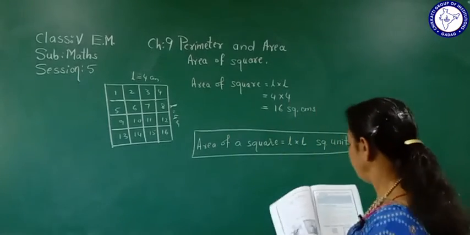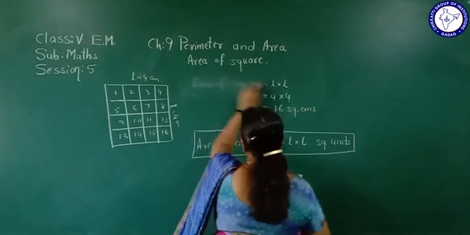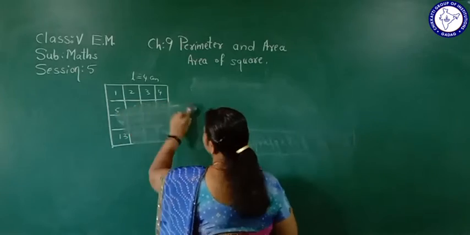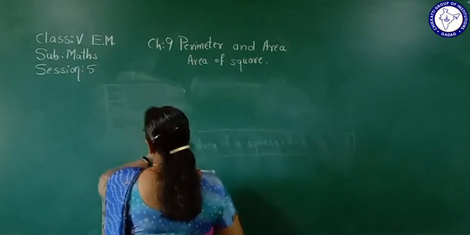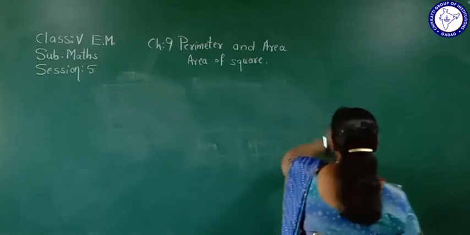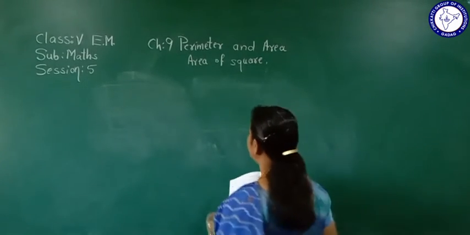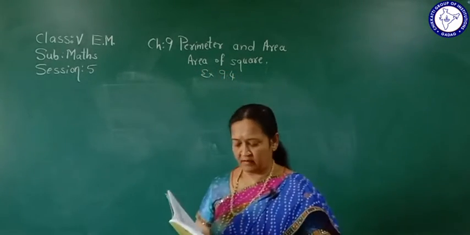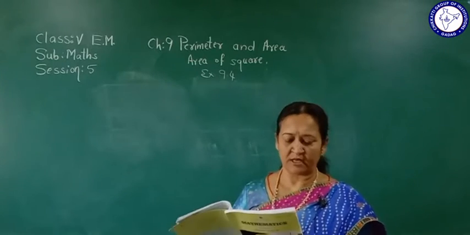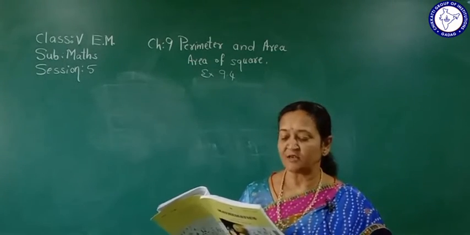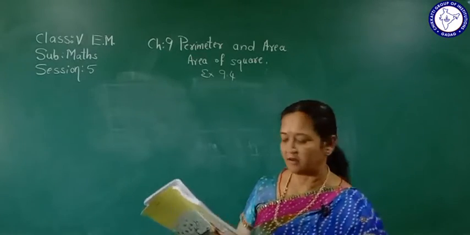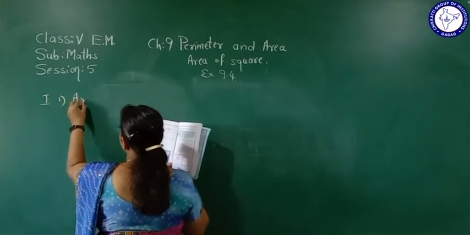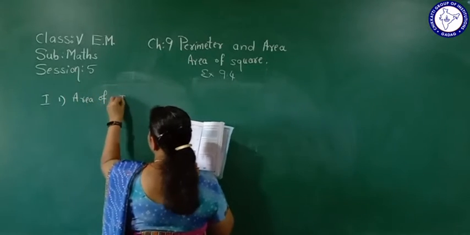Now let me go to exercise 9.4. Here exercise 9.4. Some answers are asked orally, we have to answer them orally. Here, what is the total space within the boundary of a square called? It is area of a square. First answer, it is area of a square.